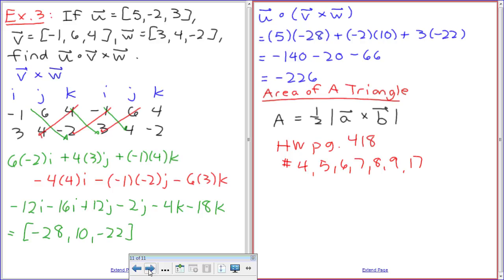It'll be sort of similar to 9 or 11, like 9 or 11 off the assignment.